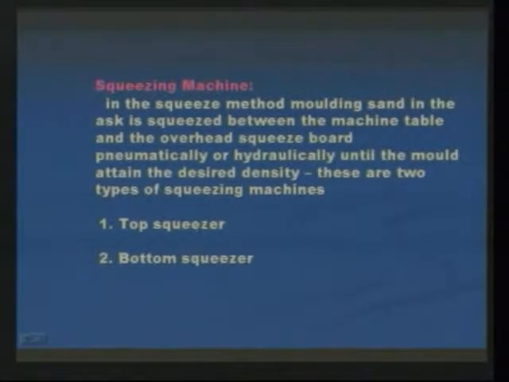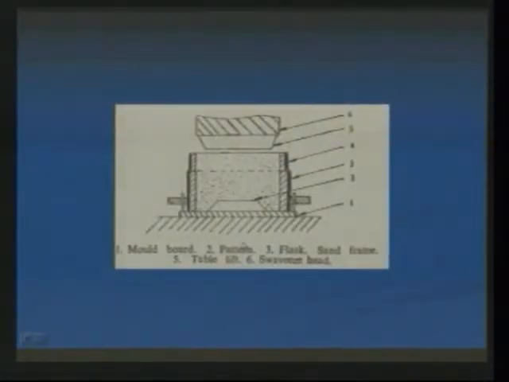In this squeezing method, molding sand in the flask is squeezed between the machine table and the overhead squeeze board, pneumatically or hydraulically, until the mold attains the desired density. There are two types of squeezing machines: top squeezer and bottom squeezer. This one is a top squeezer. The figure shows the pattern, the mold, the mold board, the flask, the sand frame, the table lift, and the squeeze bed.